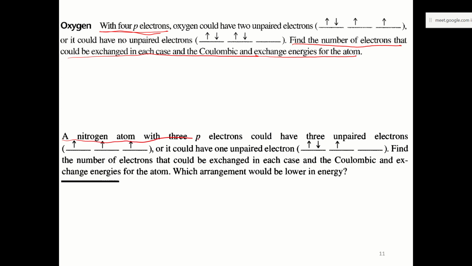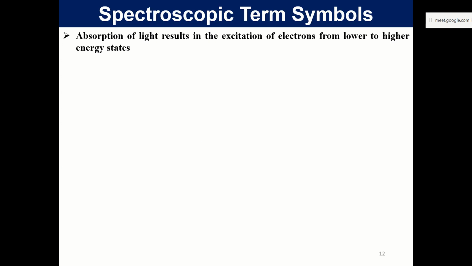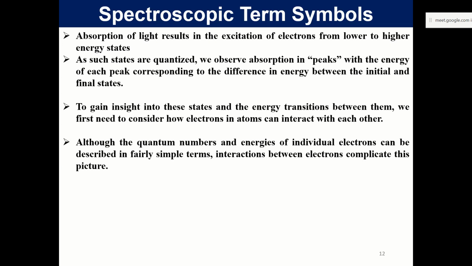A nitrogen atom with 3p electrons could have 3 unpaired electrons. So compare these two configurations. Which element is lower energy, and why will it be lower energy? So try to answer this. This is just for your practice.